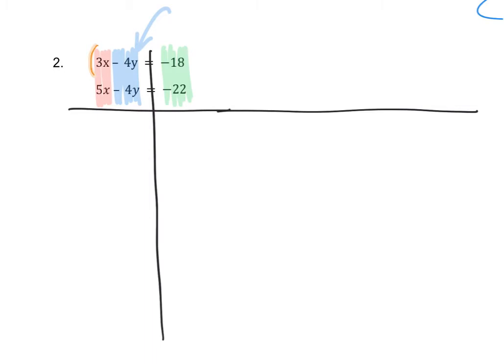First, find a pen. I need to make one of my signs opposite. So I'm going to take the first equation and I'm going to multiply it by -1. I'm going to rewrite my bottom equation because I'm not touching both of them, I'm just touching the one. So 5x minus 4y equals -22. My top equation, when I distribute all the way across, I get -3x, positive 4y, positive 18.